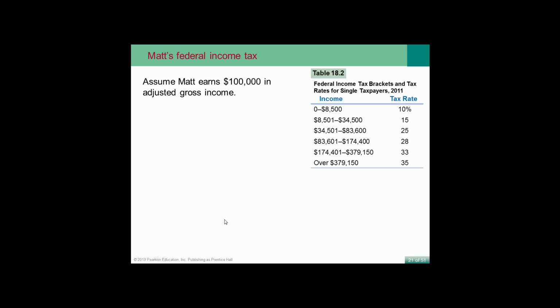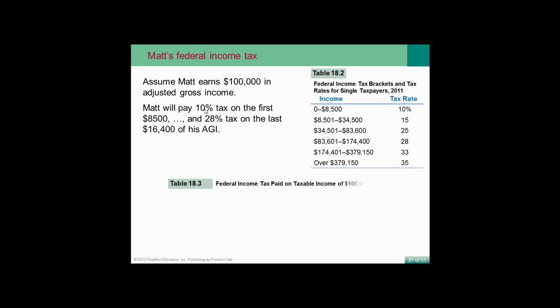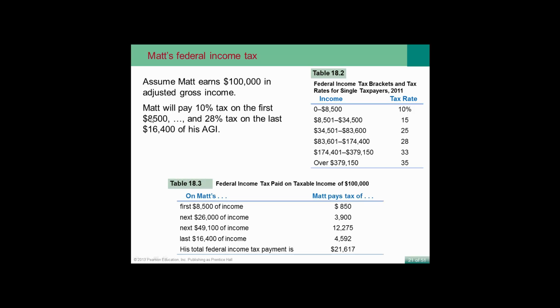Assume Matt earns $100,000 AGI. Matt will pay 10% on the first $8,500 and 28% on the last $16,400. So his money is taxed, the $100,000 is divided into each bracket. It's not that he pays 28% straight across the board. It's on everything between $83,000 and $174,000.